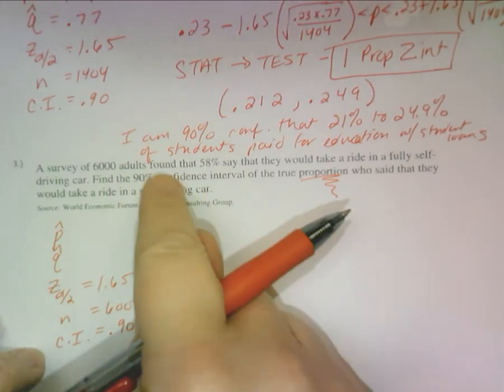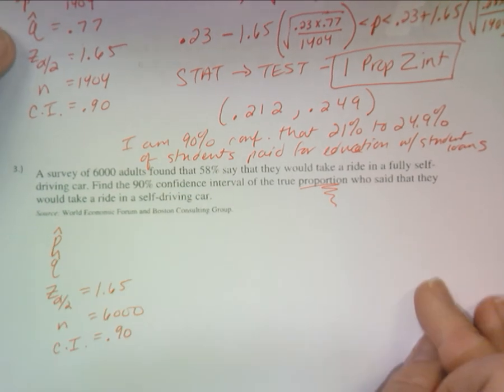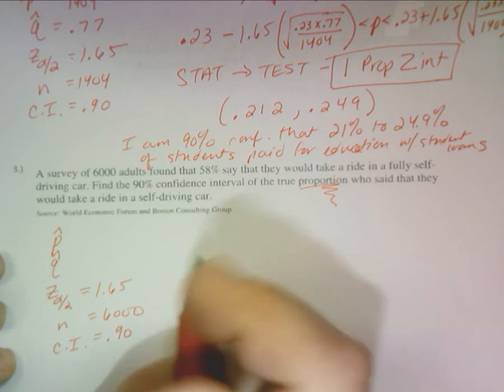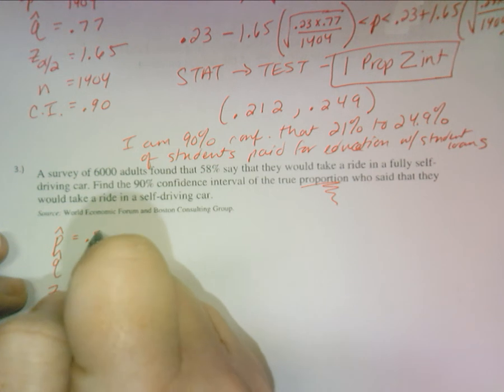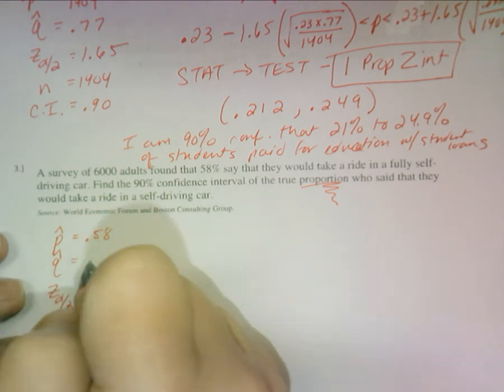All right, now notice what they did here. They changed it up on me. What's my P hat and my Q hat now? It's not a fraction, but I could make it a fraction. So my P hat is what? 58%. So 0.58. So what would Q hat be? 0.42.